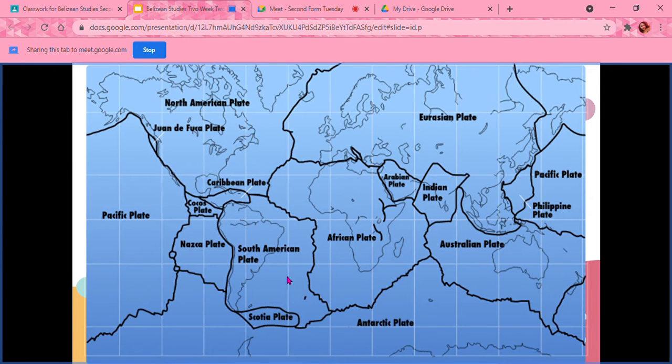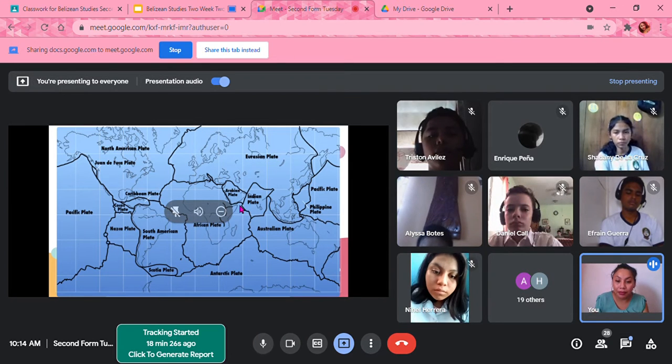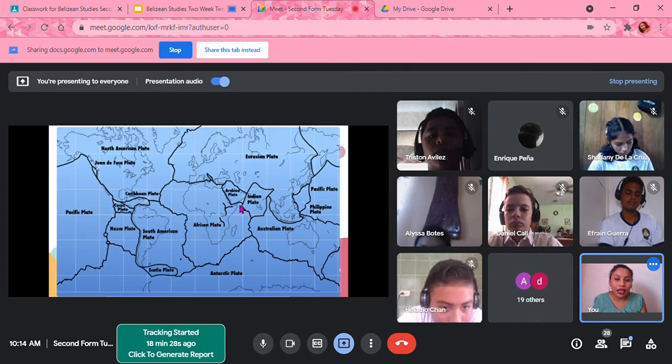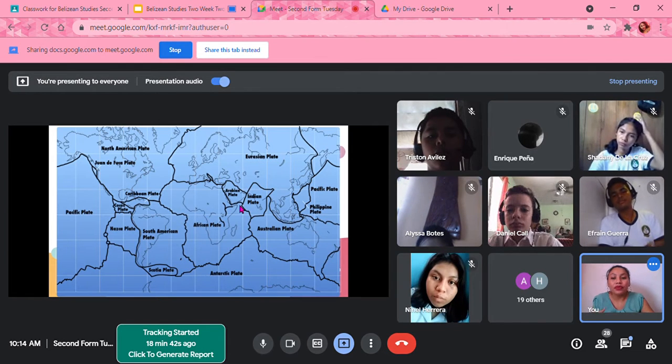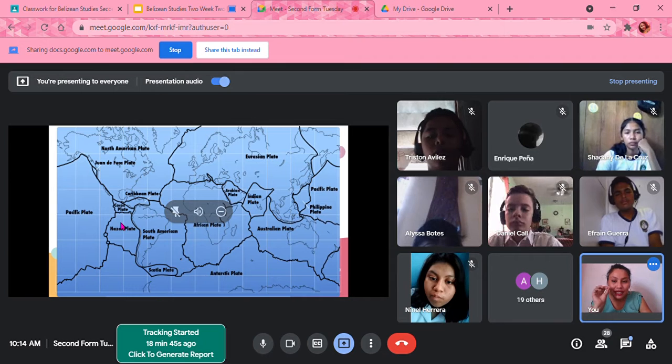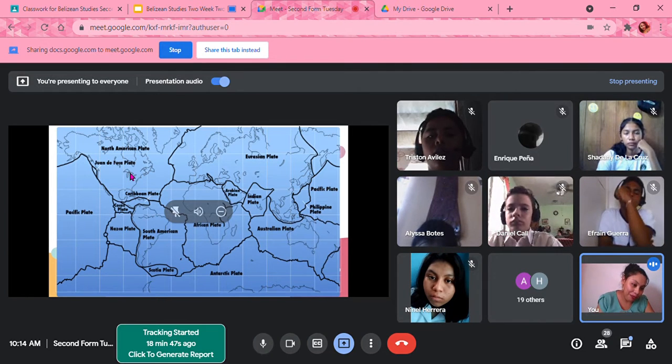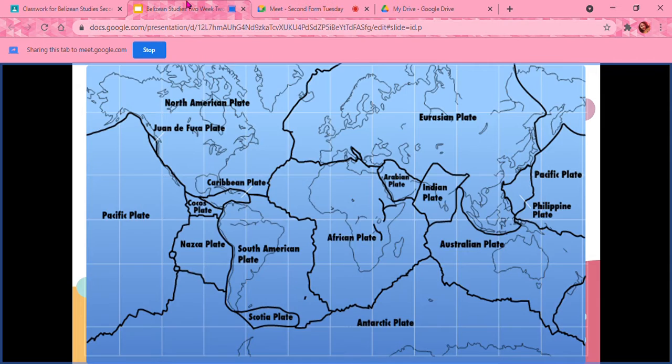All of these are the divisions and the different plate tectonics that the Earth's crust is composed of. Some of them are much larger than others. For example, the Antarctic plate and the Eurasian plate are very large compared to the Caucasus plate or the Caribbean plate, which are very small in size, right? Or the Scotia plate. Belize is on the North American plate, not the Caribbean plate, right?